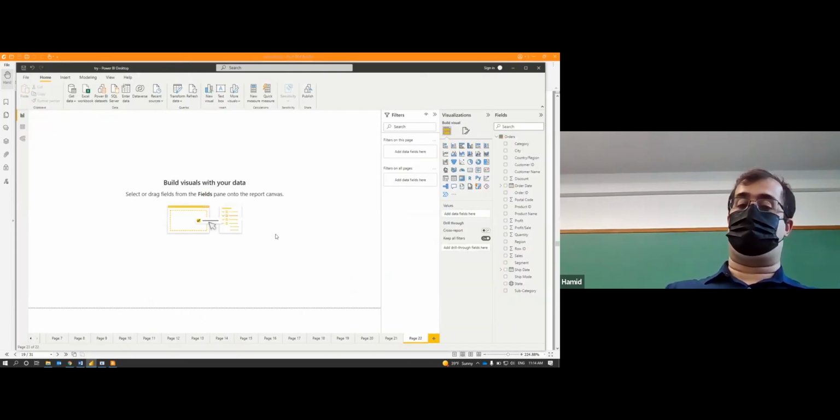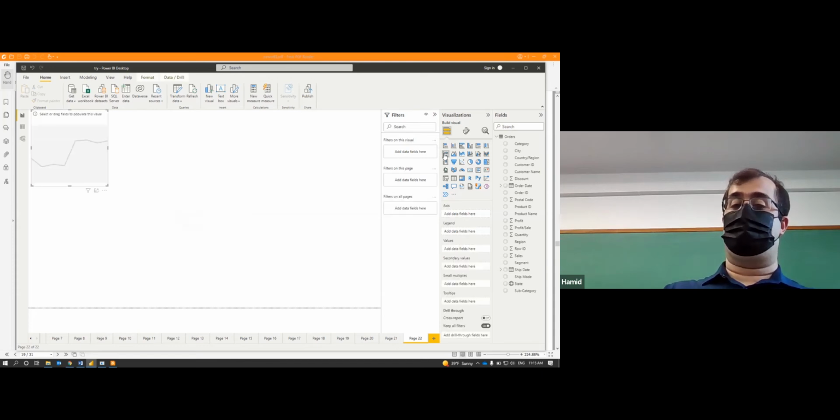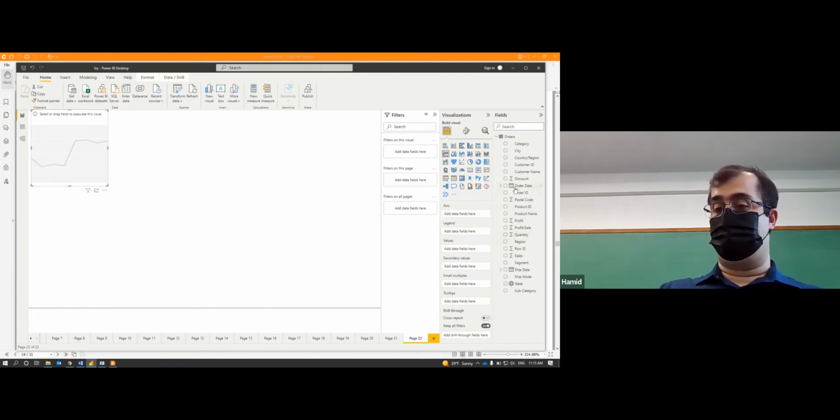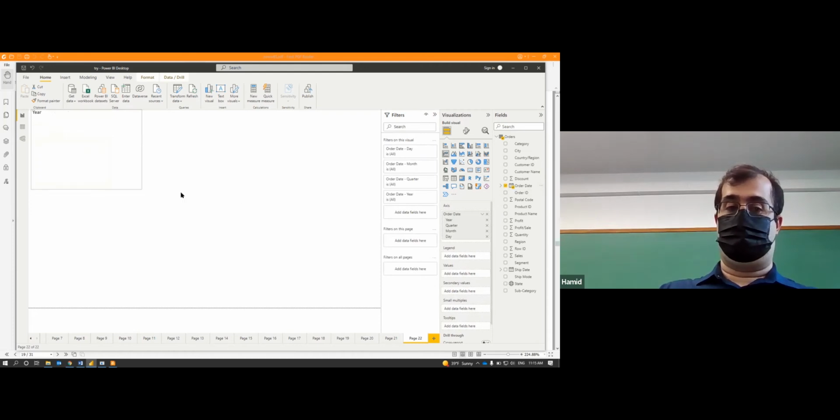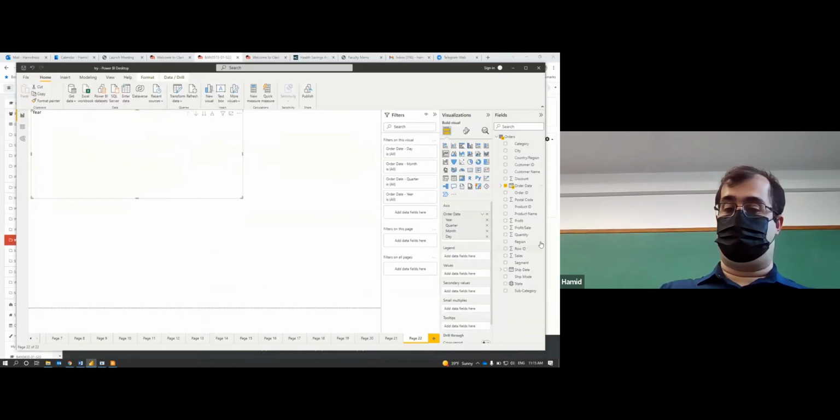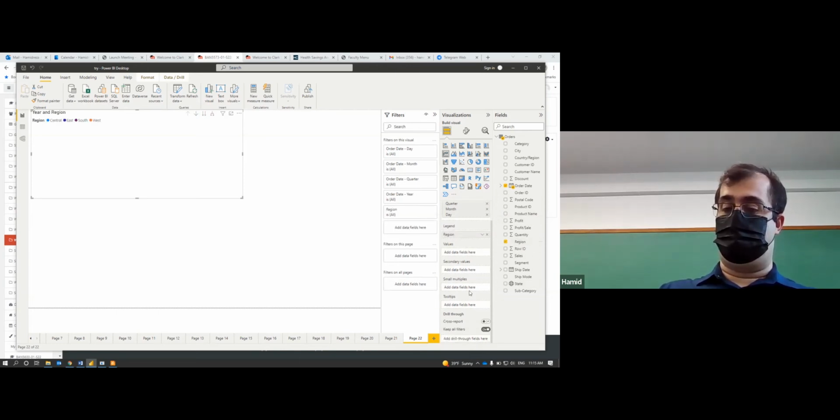Let me go to the next, make it an empty one. Pick either a line chart or an area chart. For me, line is easier to work with, so I'm picking the line chart, the first one from the second row. For the axis, I want to pick order date. For the legend, I want to pick region because I want to look at regions' performance. And for the values, I'm picking quantity.